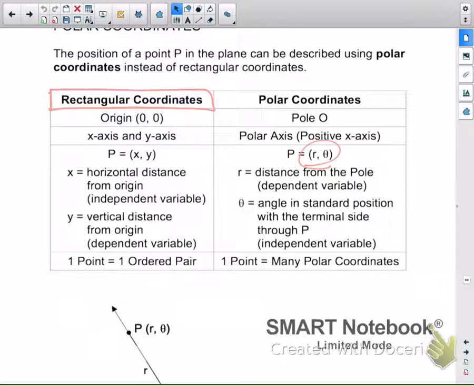Where r is the distance from the pole, I compare r to the radius of a circle. Since it's a circular graph, the radius is how far you're going to go out. The angle is the angle in standard position.